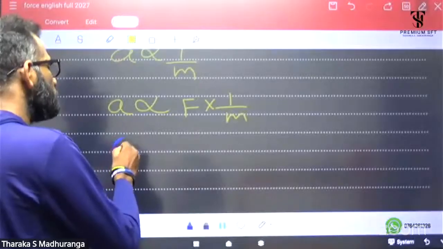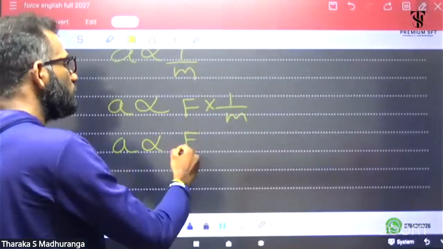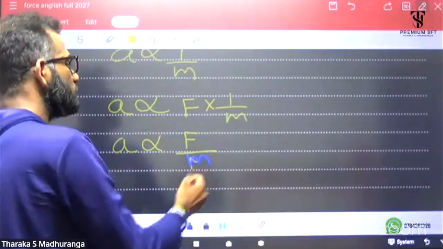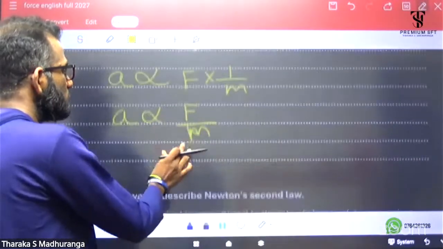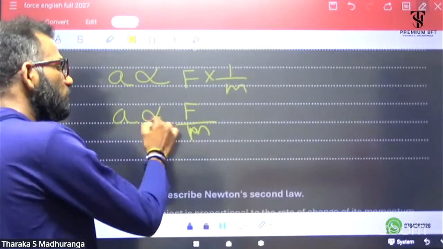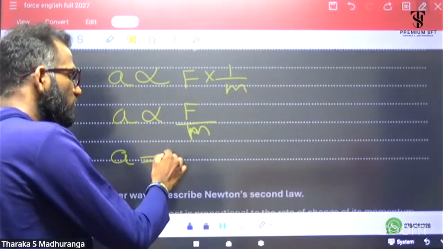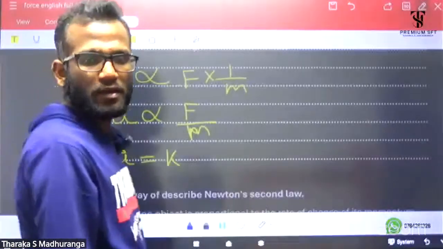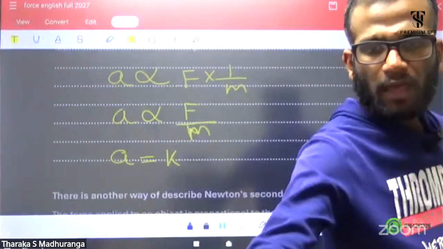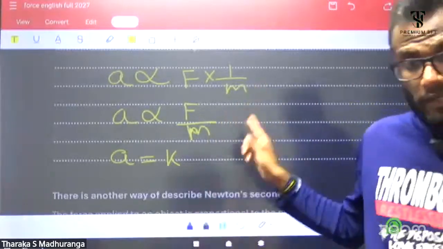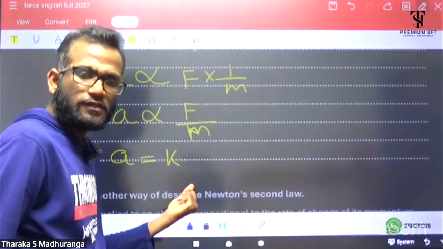Now, acceleration is directly proportional to F over m, right? F into 1 over m, it means the mass of the object. Now, I want to remove this proportional mark. Then what can I do? We can use an equal sign and a constant. This proportional mark is replaced by an equal sign and we add a constant. In Newton's second law, it's the constant K.